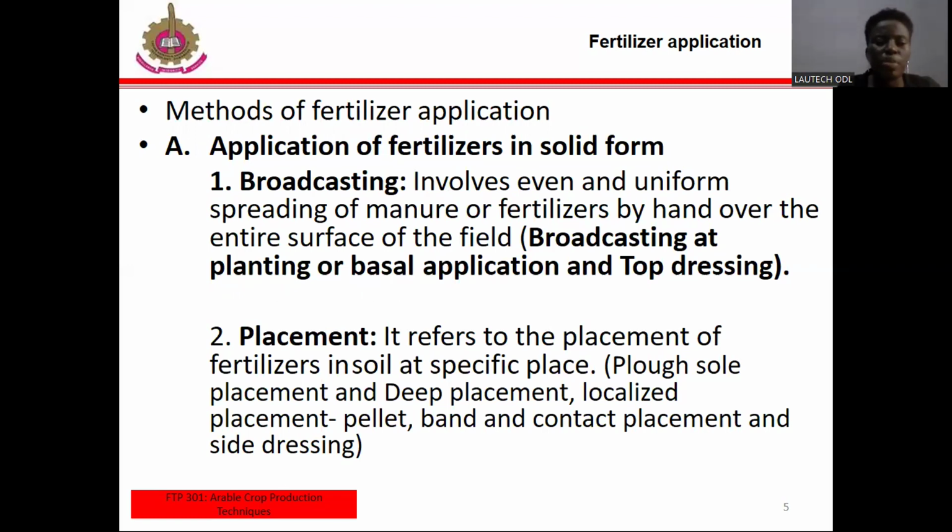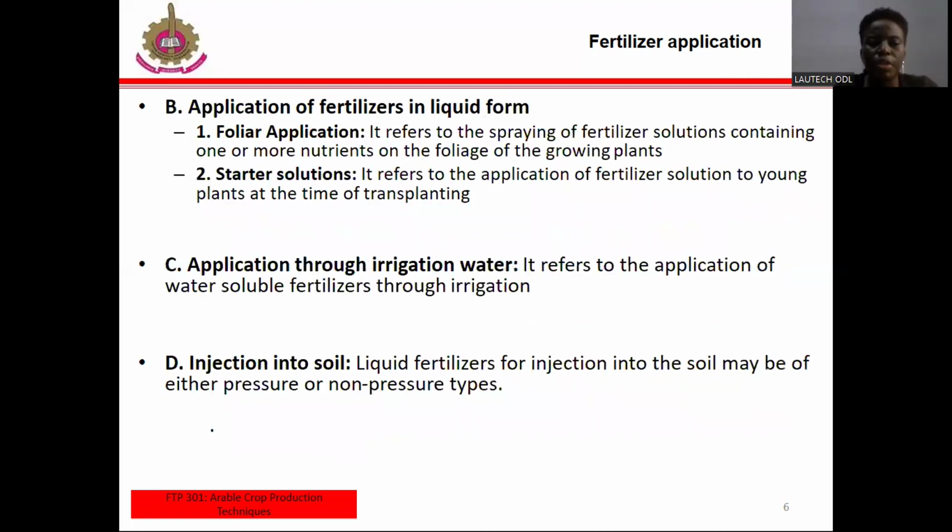Then the placement method refers to the placement of fertilizers in soil at a specific place. When we are talking of the placement method of fertilizer application, we have the plow sole placement, the deep placement, the localized placement, the pellet placement, the band and contact placement, as well as the side dressing placement. The other method has to do with the application of fertilizers in liquid form, and this includes the foliar application as well as the starter solution.